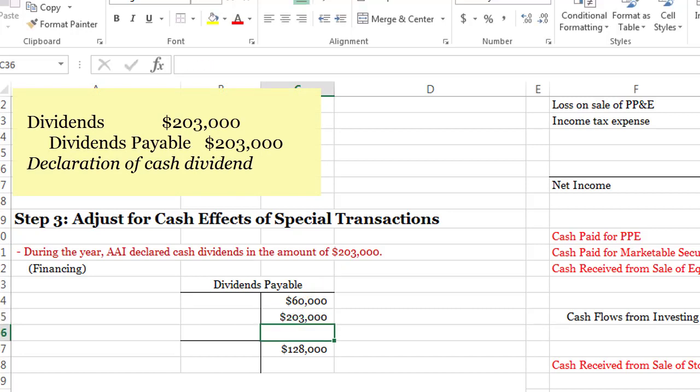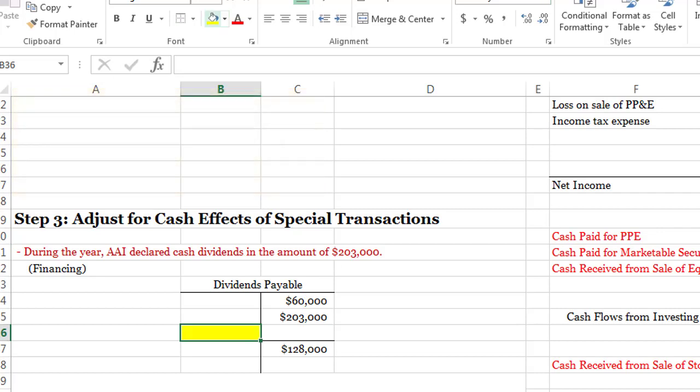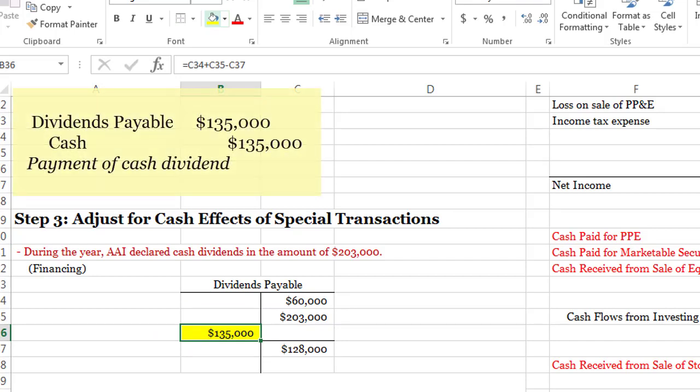I can put that number in there, and now I can solve for the amount that I paid out for the period. So if I take the $60,000 plus the $203,000 minus the $128,000, I get $135,000. That's what I paid in cash.